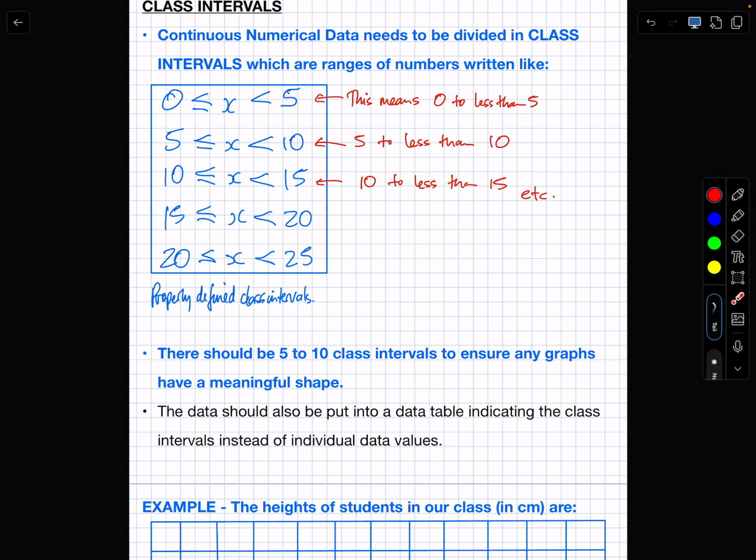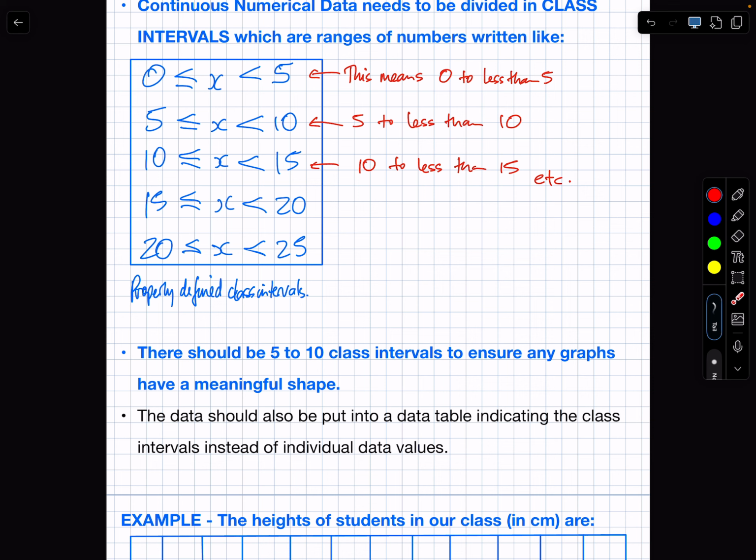So there should always be 5 to 10 class intervals. These are properly defined. This is what they should look like, okay? There should always be between 5 and 10. So if I've said there should be 5 to 10 class intervals, is it okay to do 4? No. Would it be okay to do 6? Properly defined class intervals. I'm giving you an option here. You're allowed to have 5 to 10 class intervals. So you can have 8, you can have 9, okay? There just has to be more than 5.